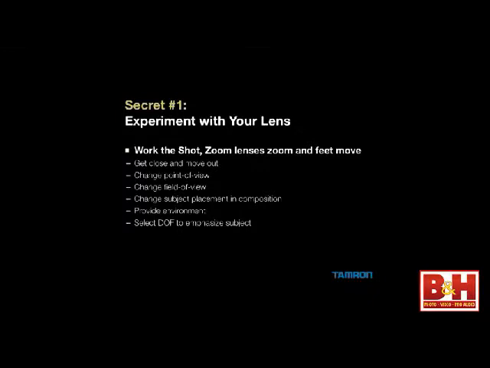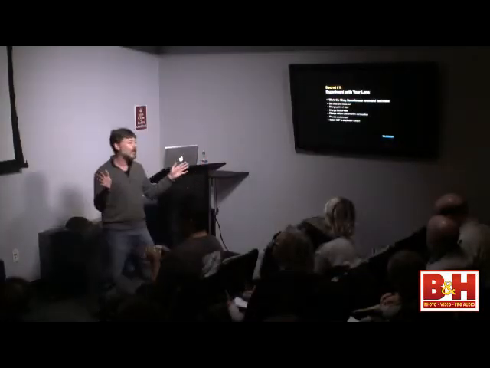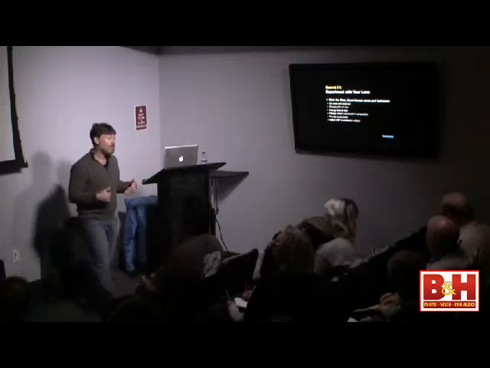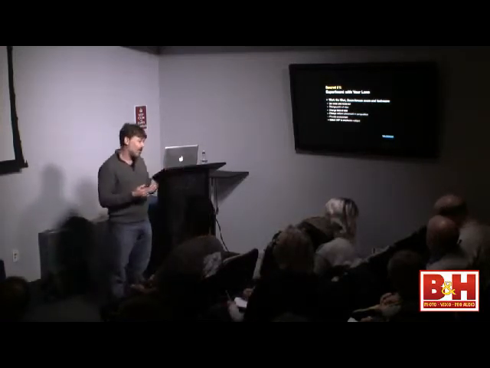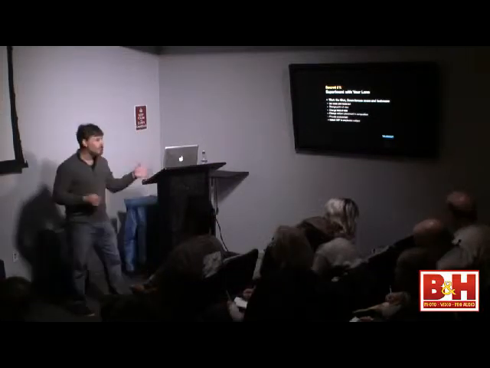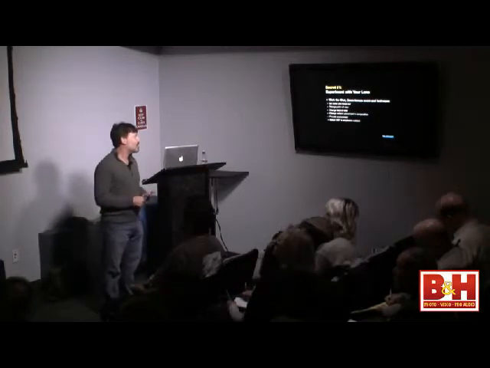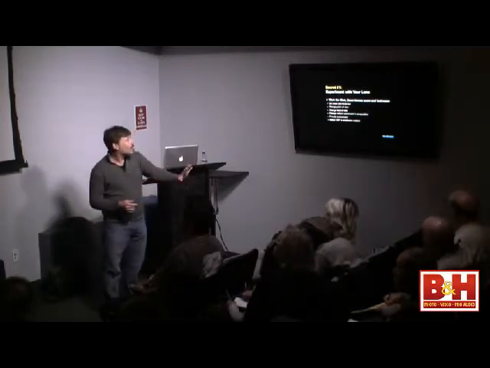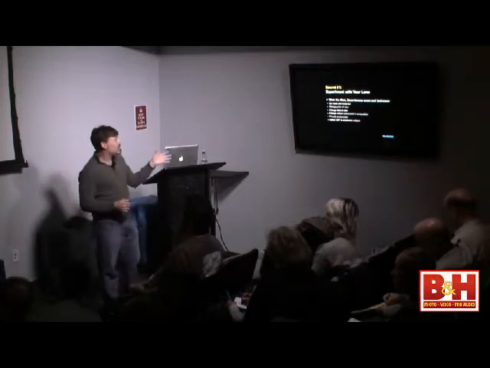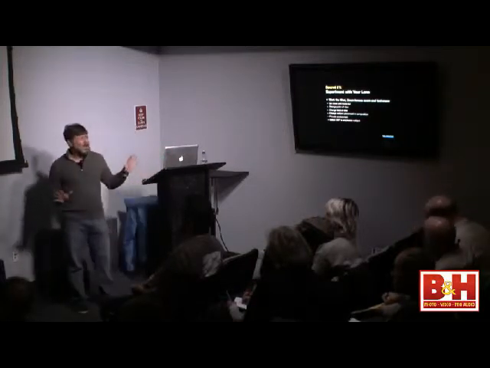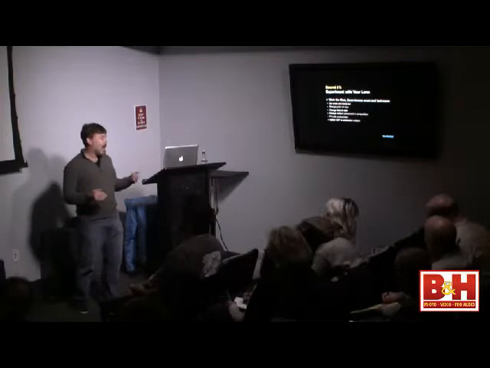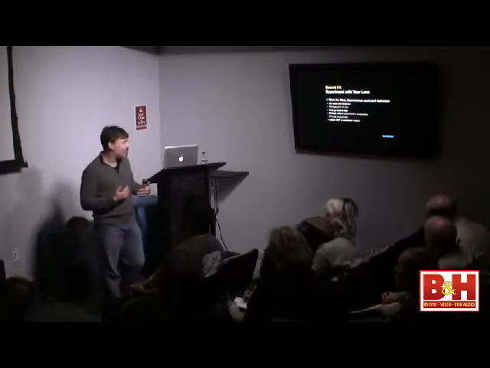All right, so number one is experiment with your lens. When I say that, it's taking whatever lenses you have and working the angle. There's a difference between getting close with a wide angle lens and standing back with a telephoto lens, partially because of the optical characteristics of telephoto versus wide angle. All of these different points of view have an impact on how the image gets constructed. So get in close, move far back, change the subject of the composition, provide certain contexts or environments, and then select the depth of field to best suit the subject.